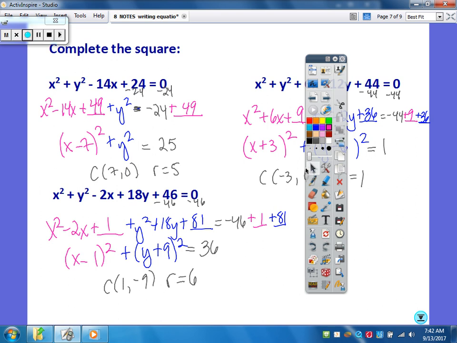Alrighty, so now we're going to practice a little bit of changing both directions from general to standard, standard to general, and a little bit of just general review.